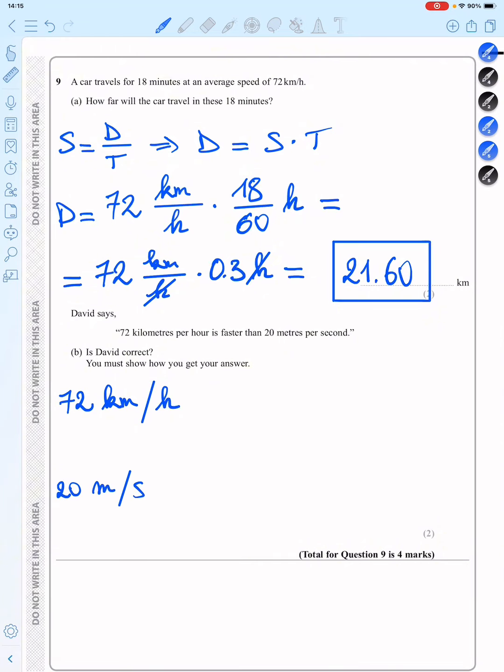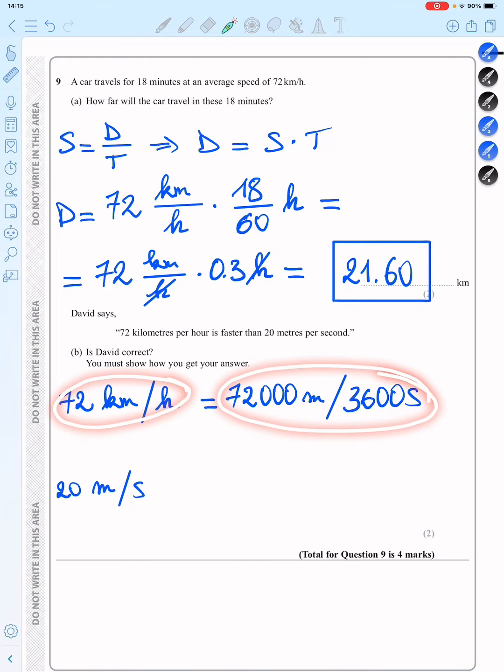We need to convert 72 kilometers into meters, right? So that gives us 72,000 meters. And we need also to convert 1 hour into seconds. 1 hour is 60 minutes. Therefore, if we multiply by 60 again, we're going to get 3,600 seconds, right? So basically, this one here is the same as this one.